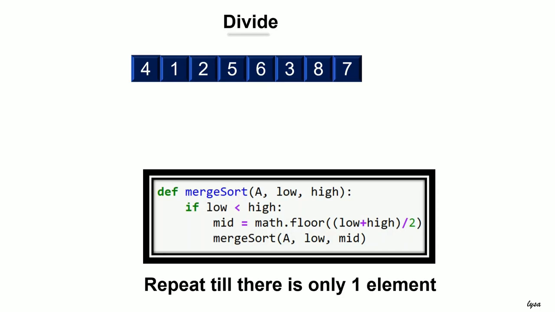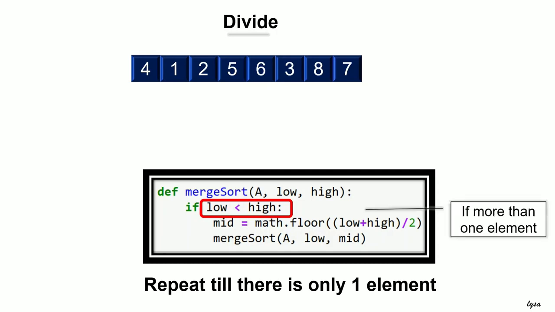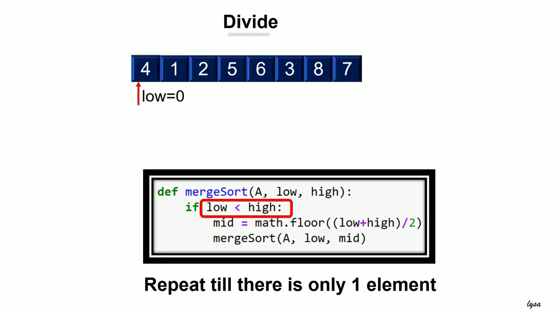So I need to repeat it. That is, I need to recursively split it into sublists till there's only one element in the sublist. So I use: if low less than high. In other words, if low and high are pointing to the same element, it means there's only one element. But if low is less than high, then there is more than one element. So recursively, we divide till we find a sublist which has only one element, which we call the base case. Low is at 0, high is at 7, low is less than high, and the mid is at 3.